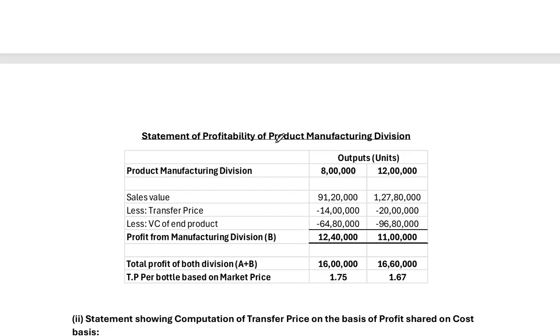Now we will see the product manufacturing division. For 8 lakh units, the sales value given in the question is 91 lakh 20,000. Transfer price.